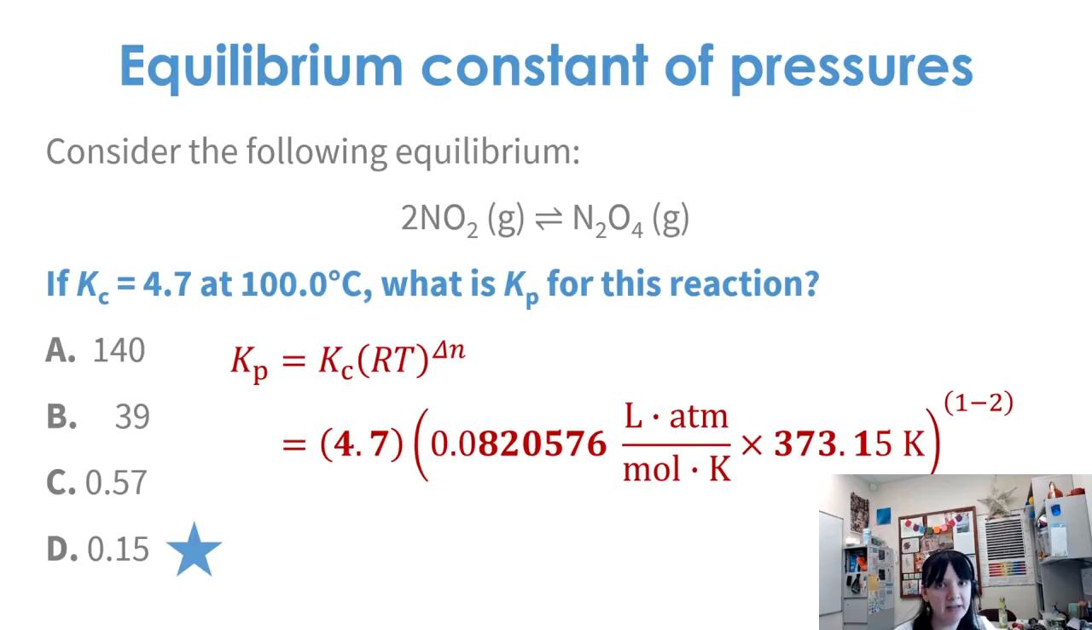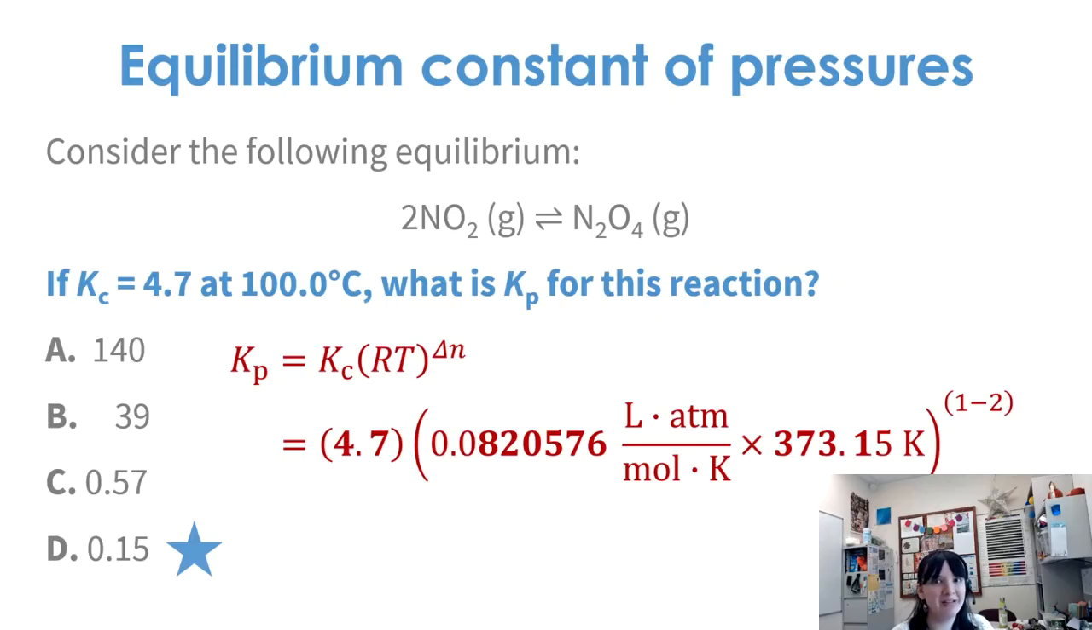I have, again, the R constant is given to us as 0.0820576. Again, use the one that's in liter atmosphere per mole Kelvin. Then for the temperature, we of course want the absolute temperature, so I converted 100 degrees Celsius into 373.15 Kelvin.